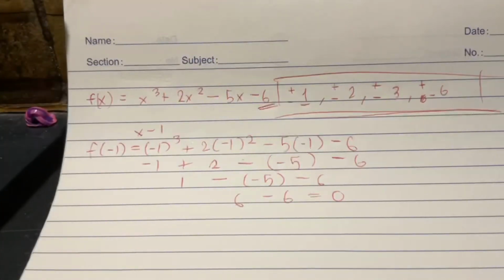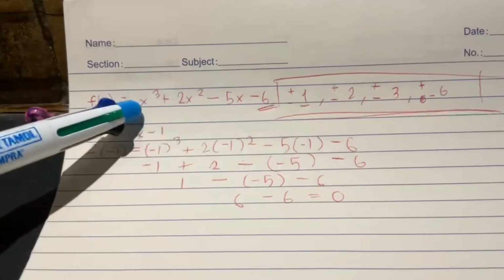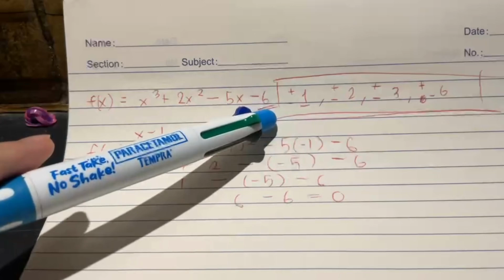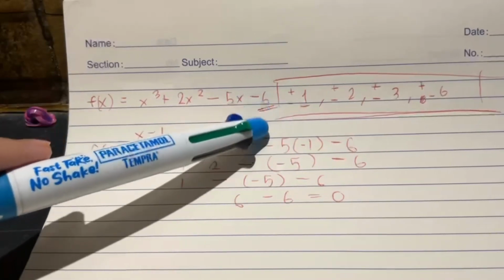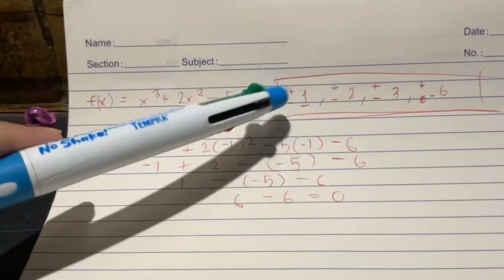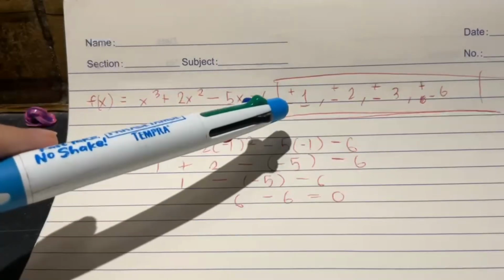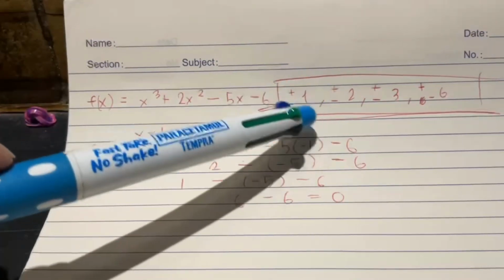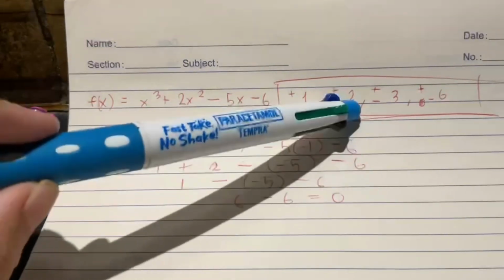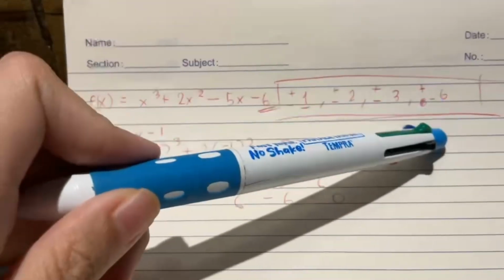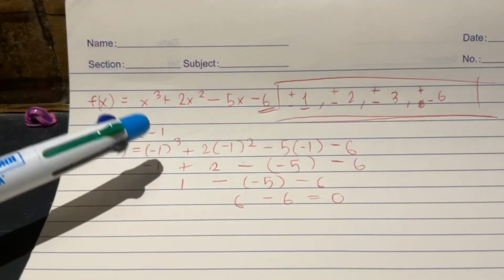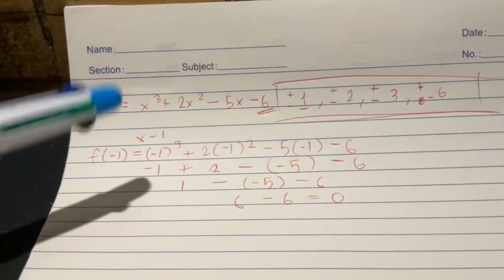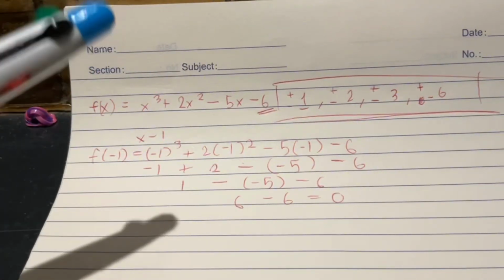To find the factors of this equation, we need to go to the last number and think: what can we multiply to get 6? So 1 times 6, yes, and 2 and 3 and 6. I'll try x minus 1. I'm not going to try 0 because it's going to take us longer.